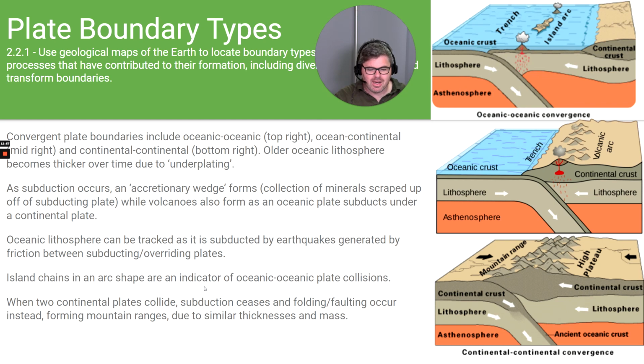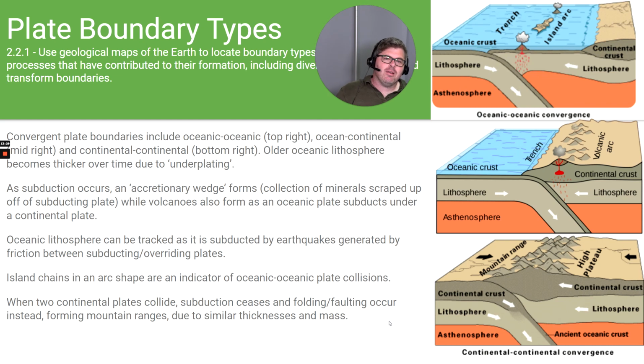Island chains in an arc shape are an indicator of oceanic to oceanic plate collisions. So if we have two oceanic plates colliding with each other, there are going to be huge amounts of heat and pressure. It can result in volcanic eruptions, which form small islands. For instance, Japan, perfect example, or New Zealand. When two continental plates collide, subduction ceases and folding and faulting occurs, instead forming mountain ranges due to similar thickness and mass. Perfect example is the Himalayan mountains located in Southeast Asia.